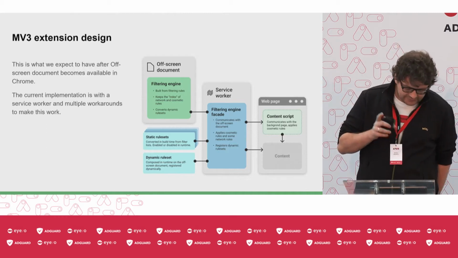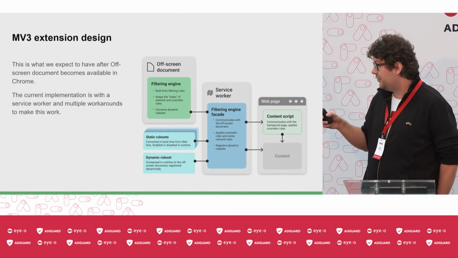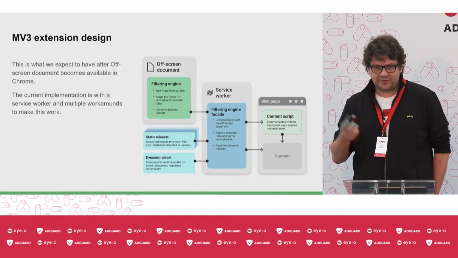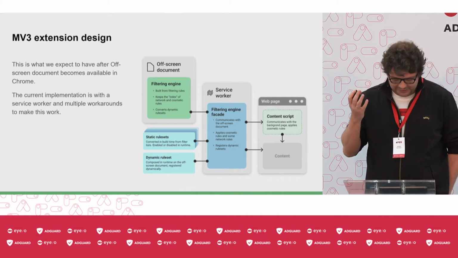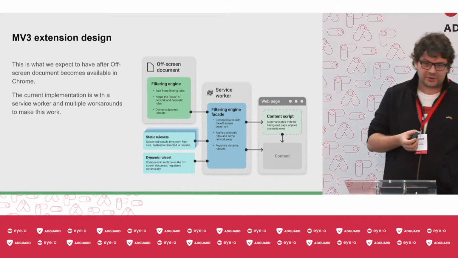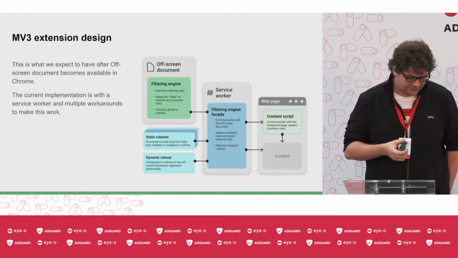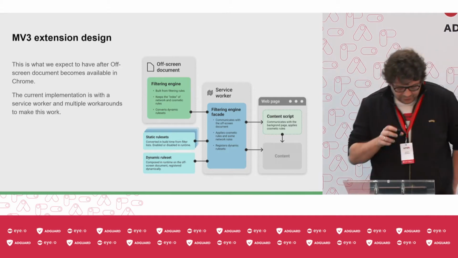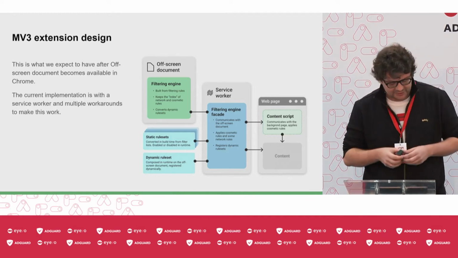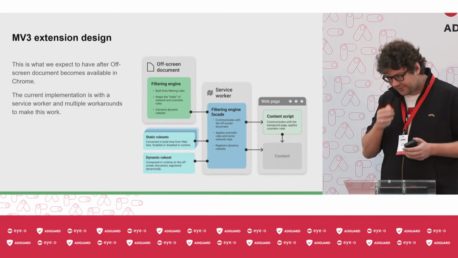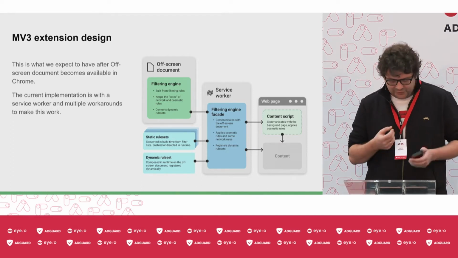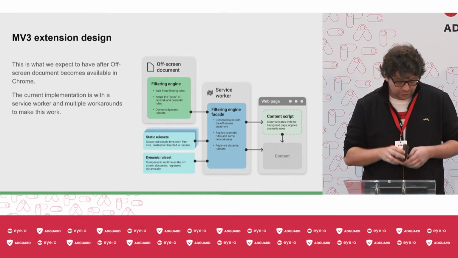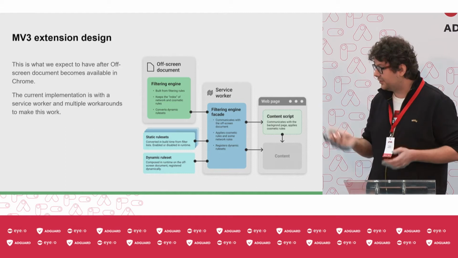One short disclaimer: this diagram shows what we expect to have in the future, because it has an off-screen document on it, and currently it is not available. In our experimental extension, we just use a single service worker and a bunch of crutches around it to make it work. But hopefully, with the off-screen document, it will be better. The MV3 extension has more parts in it. There's a service worker, which is supposed to replace the background page. The problem with service workers is that their lifetime is limited by a seemingly arbitrarily chosen duration of 5 minutes, and after that, it is killed.